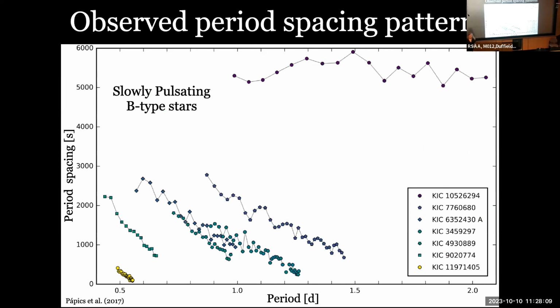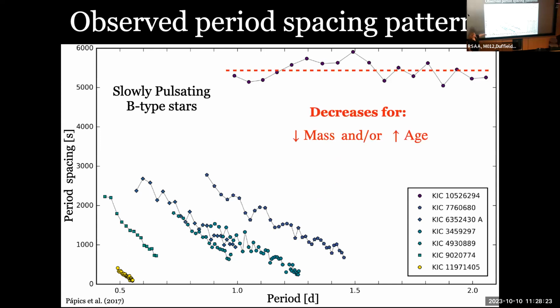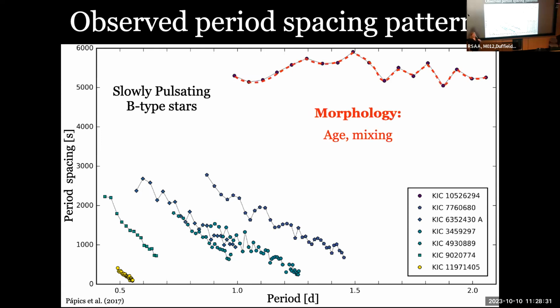So in summary, if you're looking at examples here of observed period spacing patterns for SPB stars that were observed by Kepler, then in summary, the slope of the pattern tells you how fast the star is rotating. The average value of the pattern tells you something about the mass and age of the star, whereas the morphology is related to the age and the mixing of the stars themselves.